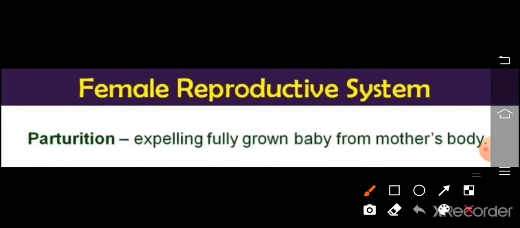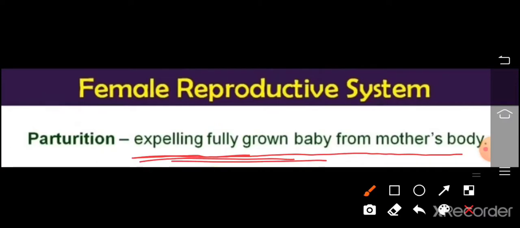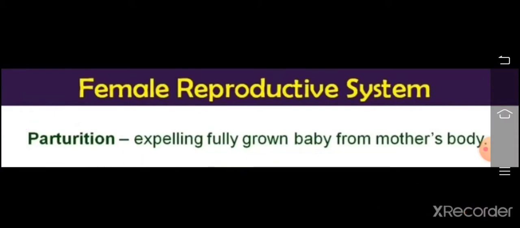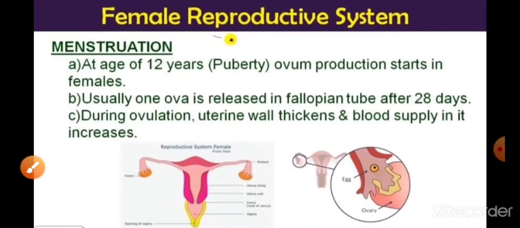Second thing is, what is parturition? Parturition is expelling a fully grown baby from the mother's body. When the baby is matured or fully grown, it gets expelled by the mother's body. That condition is called parturition.